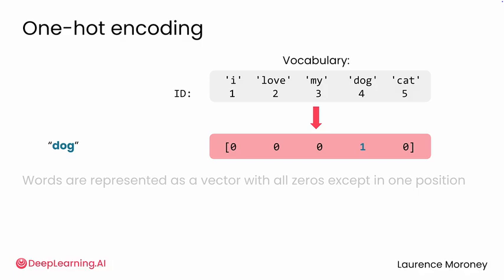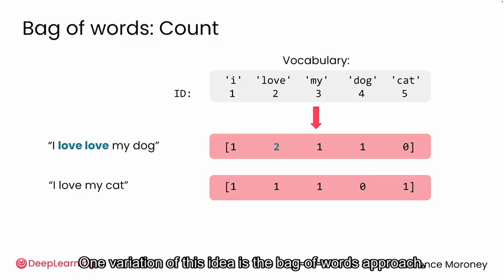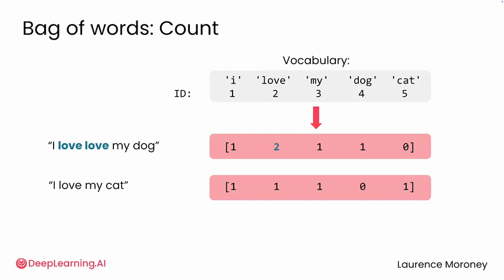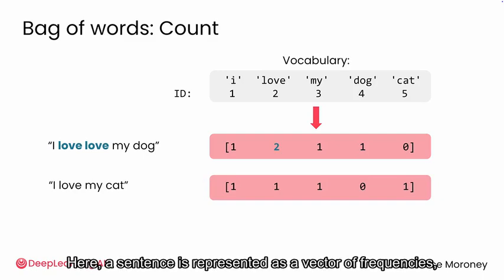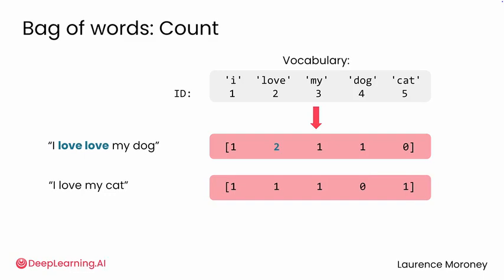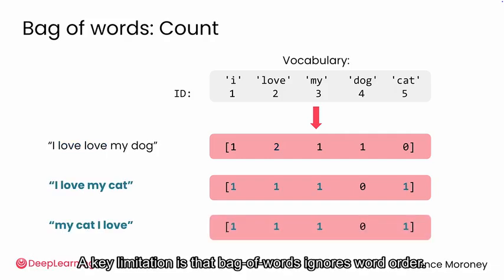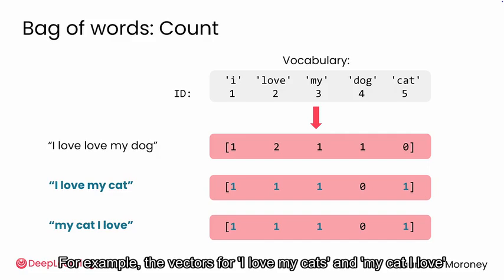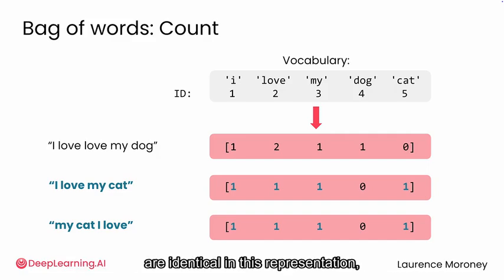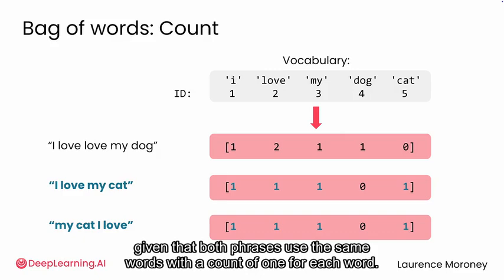A vocab with 50,000 words would require vectors with 50,000 elements, each with only one non-zero value, and that's a big waste of space. One variation of this idea is the bag of words approach. Here, a sentence is represented as a vector of frequencies, where each position stores how many times that word appears in the text. A key limitation is that bag of words ignores word order. For example, the vectors for I love my cat and my cat I love are identical in this representation, given that both phrases use the same words with a count of 1 for each word.